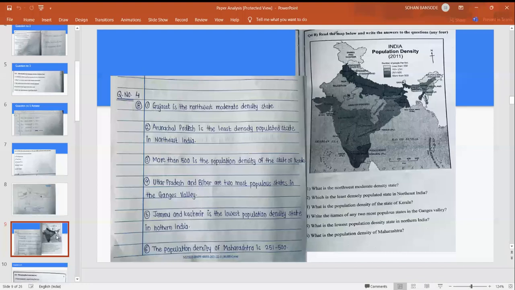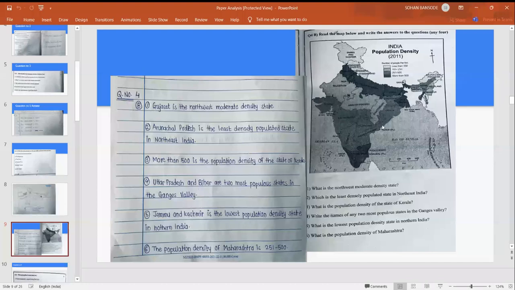Just observe that map once or twice in a week, or you will easily get the 8 marks over here. Now the map in question number 4B is already provided to you. You just need to observe that map carefully, and according to that you have to answer the questions that are asked to you. So first we'll see the map.